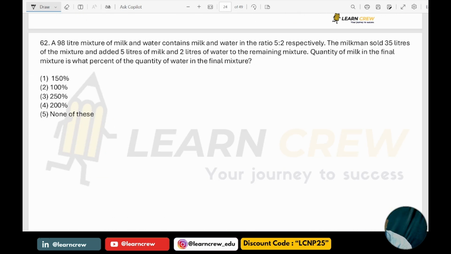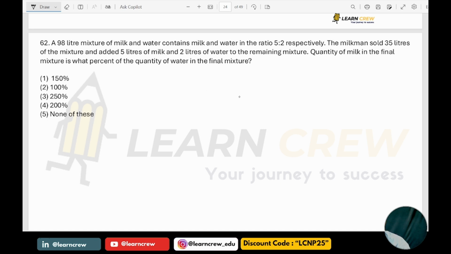A 98 liter mixture of milk and water contains milk and water in the ratio 5:2 respectively. The milkman sold 35 liters of the mixture and added 5 liters of milk and 2 liters of water to the remaining mixture. The quantity of milk in the final mixture is what percent of the quantity of water in the final mixture? So please see here.